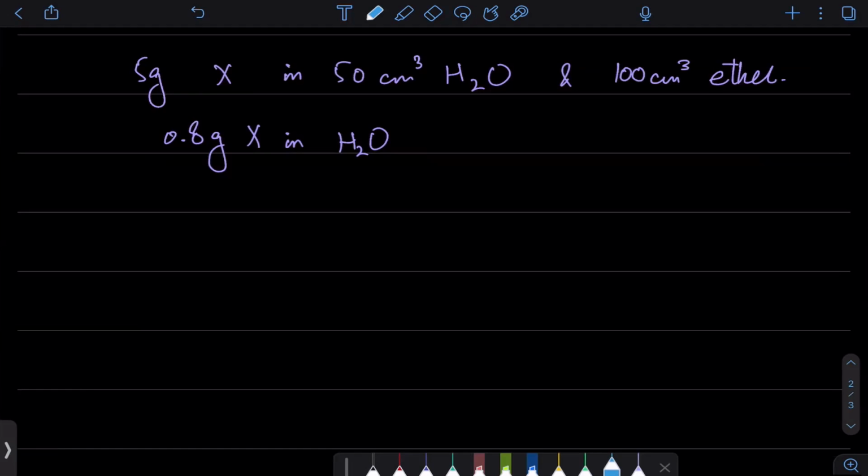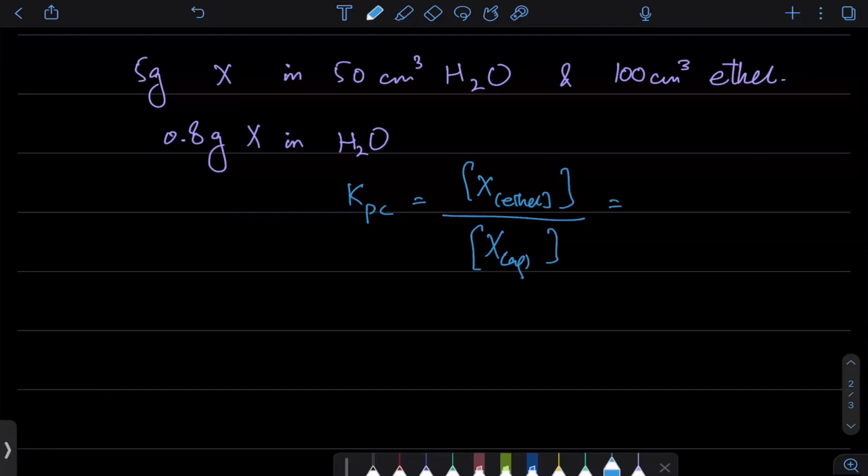Interestingly, it doesn't matter whether you use the units grams per dm cube or moles per dm cube or grams per centimeter cube or moles per cm cube, because you're taking a ratio, the units must be consistent. And once you have them consistent, it doesn't matter which unit you have used. So I'm not going to convert it to dm cube. I'm not going to convert it to moles. I'm just going to say my kpc is basically the X in ether, its concentration, divided by X in aqueous solution, its concentration. And I'm using the units grams in cm cube.